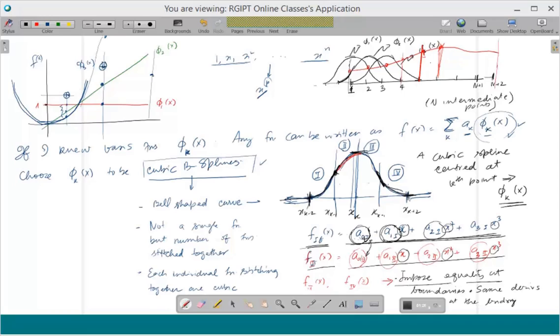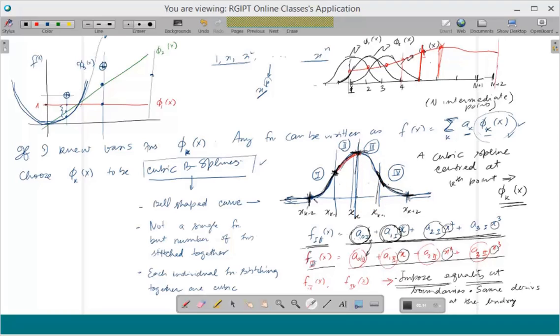All we need to do is apply the condition that they are stitched smoothly, which would mean that we impose equality at the intersection, the common point where they meet, the joining point, which is xk minus 1, xk plus 1. So for example, at this particular xk minus 1, f1 will be equal to f2, and similarly f2 will be equal to f3, and at xk plus 1, f3 will be equal to f4.